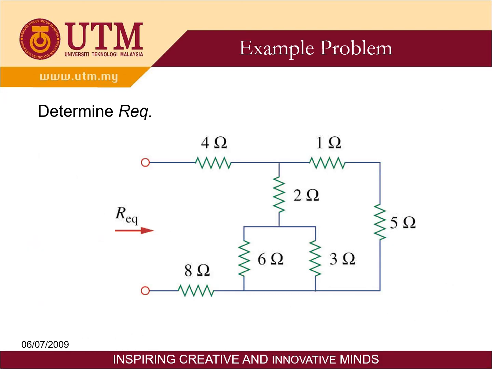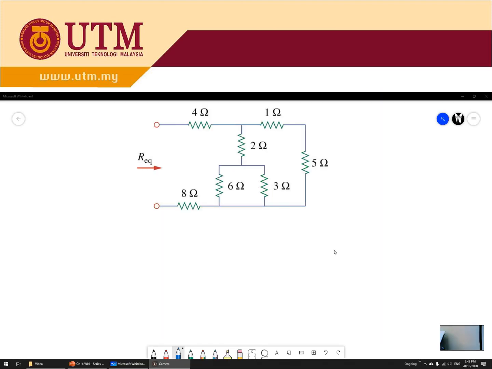Here is another example. Okay, so how to do it first? First, like I said, find the simplest form of circuit that you can find. You can see here, this one is in parallel. This one is in series. So find the simplest form first. Then you calculate and redraw.